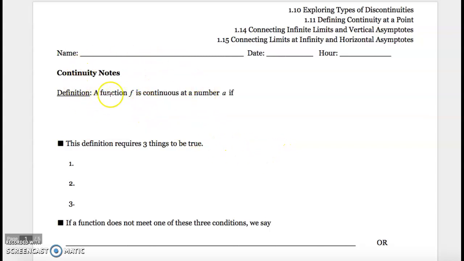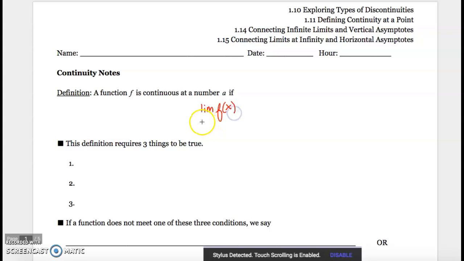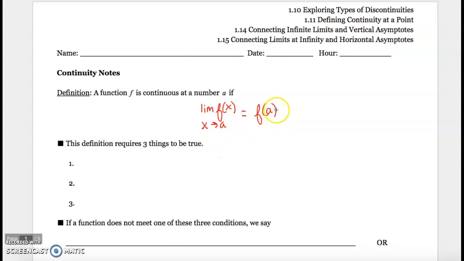So continuity has to deal specifically with the idea of limits. We learned about different types of discontinuities previously in pre-calculus, but just how to recognize them from a graph. Now we're actually going to learn why they exist. So first and foremost, we would say a function f is continuous at a number a if the limit of that function as x approaches a actually equals what that function value is at a.